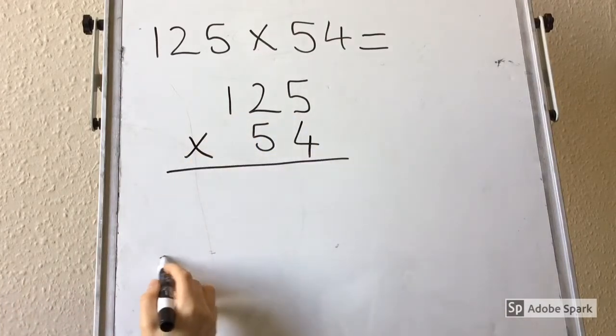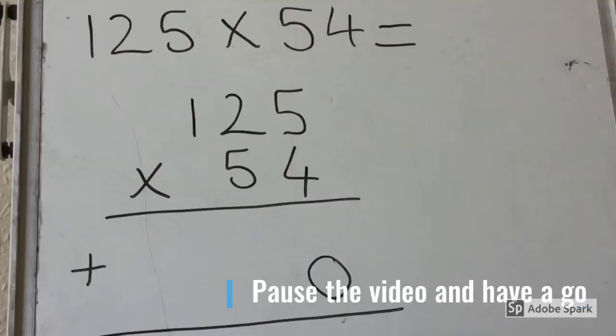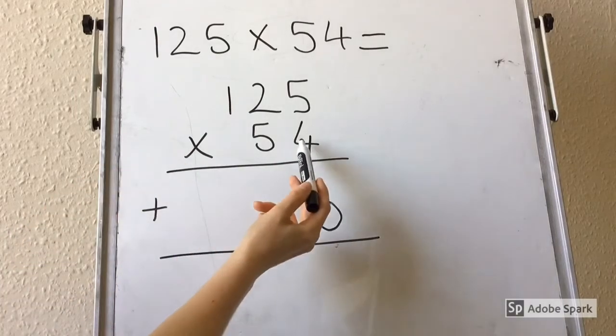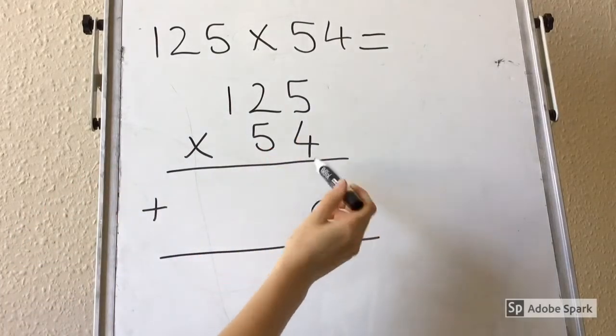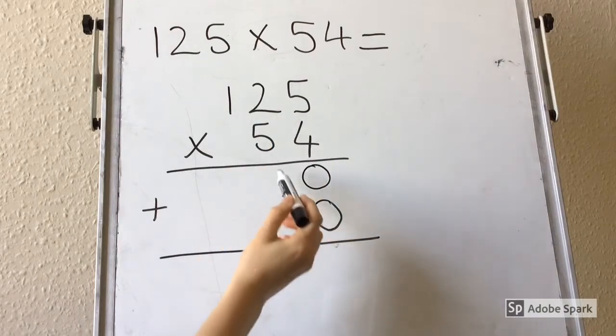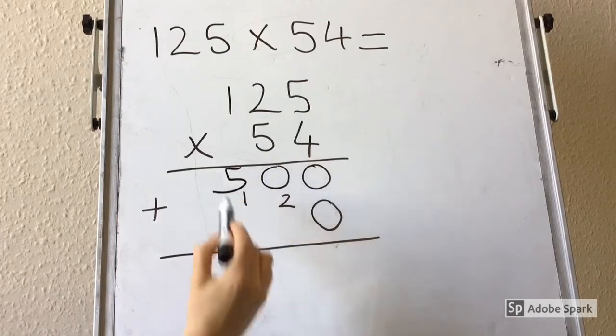Remember the 3 steps, pause the video and have a go. A good tip is to add the 0 in at the start so you don't forget. So step 1, 4 times 5 is 20, carry the 2. 4 times 2 is 8, add 2 is 10. 4 times 1 is 4, add 1 is 5.